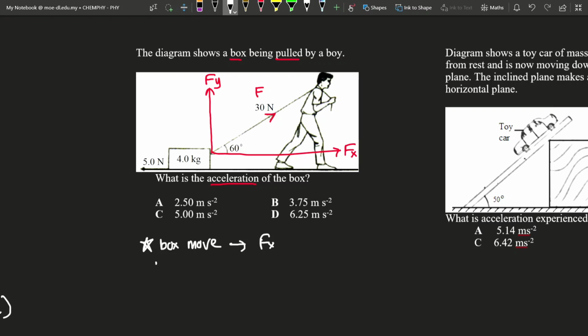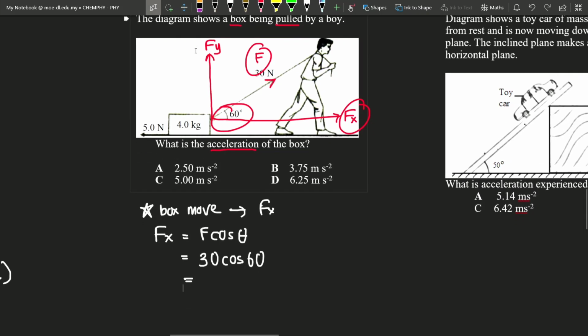So Fx equal to F cos theta, with our theta between Fx and F, which is our 30 Newton. So you know our Fx will be 30 cos 60. So we will get our Fx, which is equal to 15 Newton. Fx is what caused the object to move to the right. That will pull this box to the right.